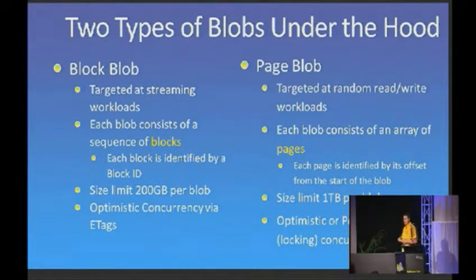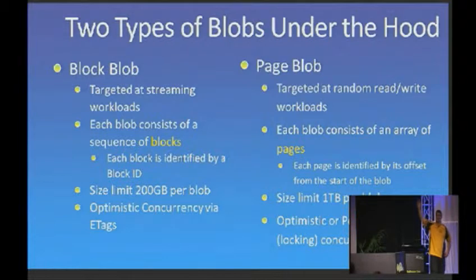Right? So in a block blob, we upload each blob as a series of blocks. Those blocks can be up to 4 megabytes in size. We then do what's called put a block list, and that basically says all of the blocks I've just uploaded, they are part of this blob. Maximum blob size of that is 200 gigs, and we implement optimistic concurrency via e-tags.